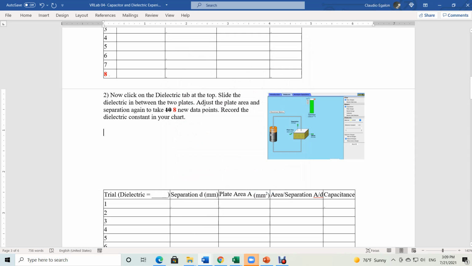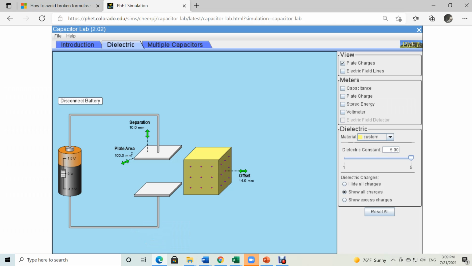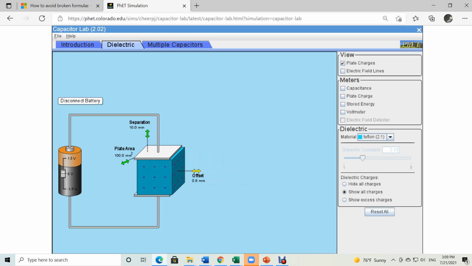Three different dielectric constants. Let's see which ones I'm going to use. We're going to use Teflon, paper, and glass. Okay? Let's start with Teflon. We go ahead and insert our block of Teflon here.